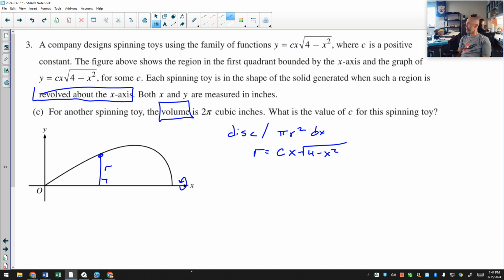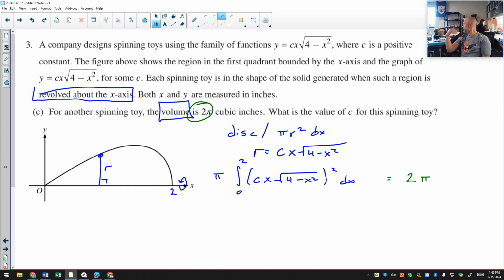Good. And then we set that up. Pi, antiderivative of the quantity c times the square root of 4 minus x squared, squared. And limits of integration are still 0 and 2. Good. And then they tell us that the answer is supposed to be 2 pi. So this is a little bit of a unique question. We're not finding the volume. They tell you the volume. We have to work this out and see what c needs to be so that we get an answer of 2 pi.